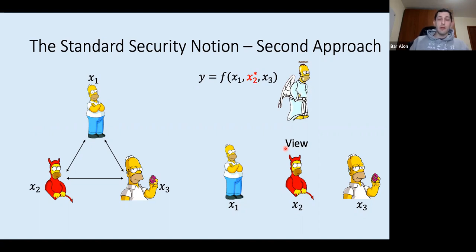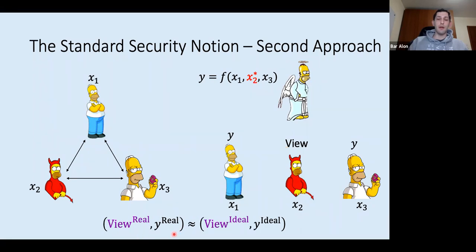And that's what the security definition says. And one last subtle thing is that we also want to include the output of the honest parties in this comparison. So at the end, we take the view of the malicious parties and the output of the honest parties and compare the real and their ideal world counterparts. And if they look the same, then there is no difference. The reason we also include the outputs of the honest parties is to capture how much the adversary affected the output and how much he learns about the output. This is a subtle issue that we need to take care of.